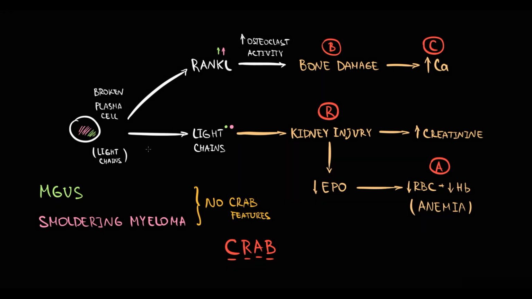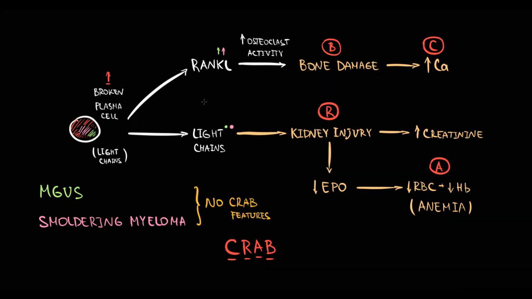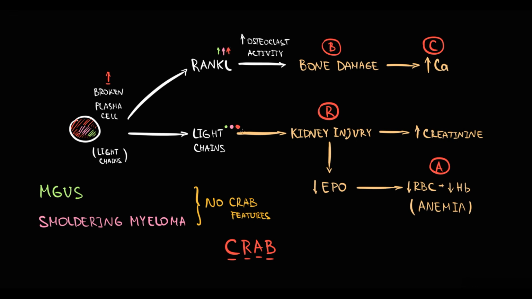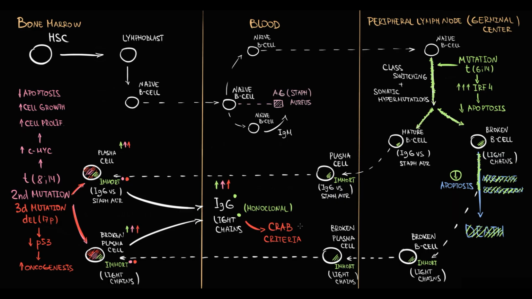But with time, when the third mutation is added, and the amount of clonal plasma cells in the bone marrow reaches a significant number, they begin to produce a significant amount of RANKL and immunoglobulins to cause significant bone tissue destruction or kidney injury that will manifest as CRAB criteria. And the condition that is characterized by the presence of at least one of the CRAB criteria, together with an amount of plasma cells greater than 10% of all cells in the bone marrow, and a concentration of monoclonal immunoglobulin in the blood greater than 3 grams per deciliter, is called symptomatic multiple myeloma.